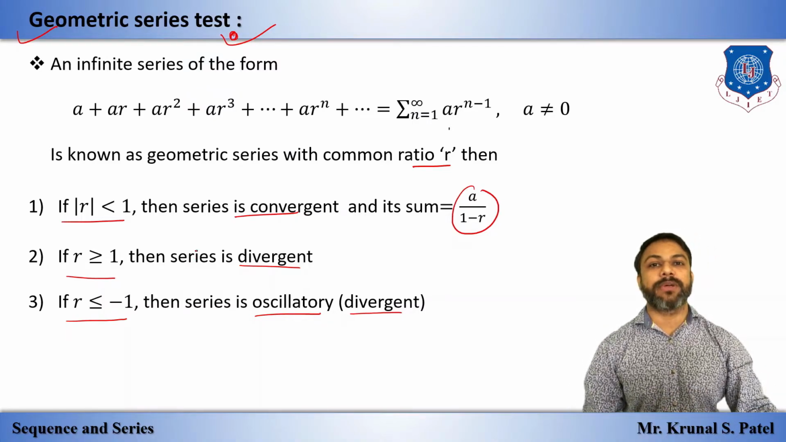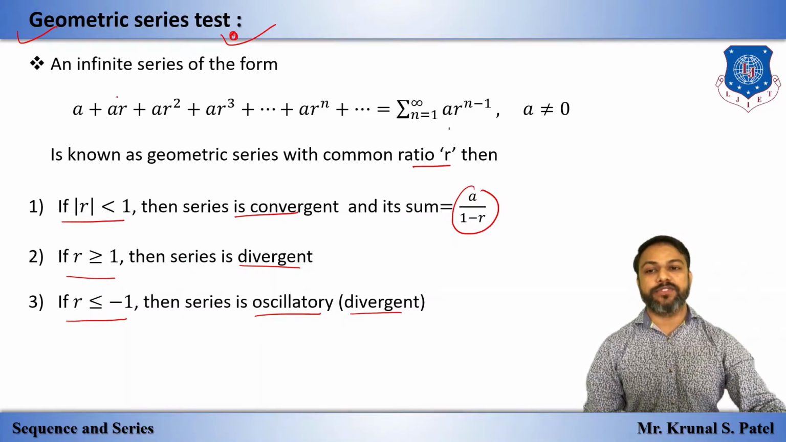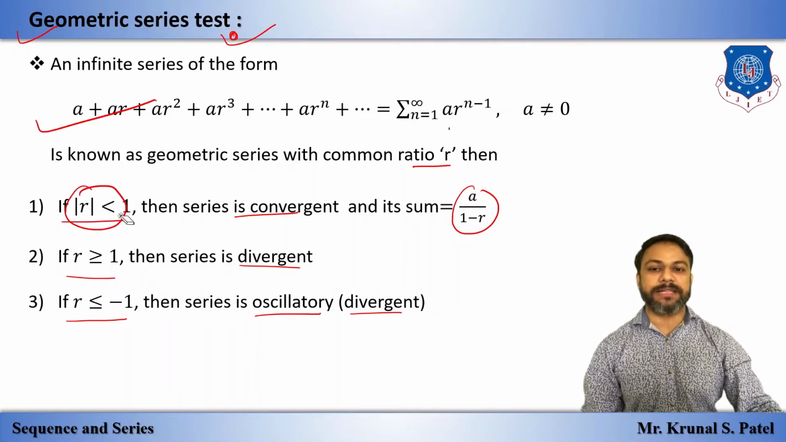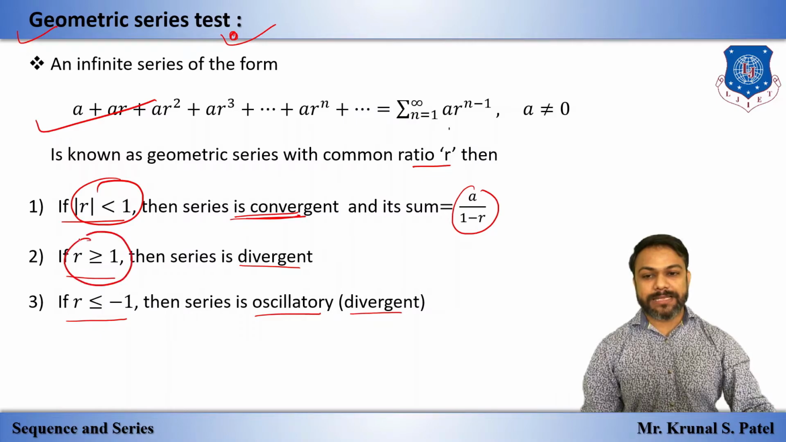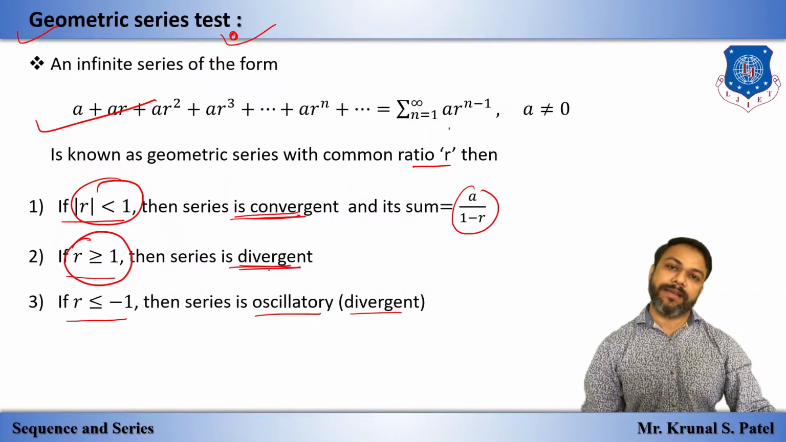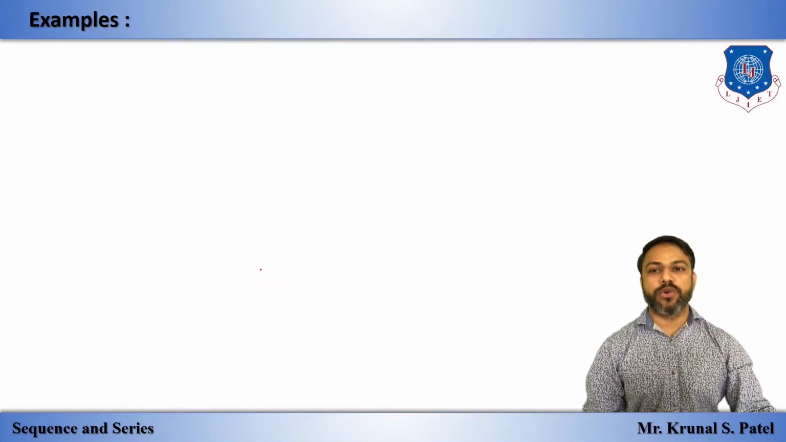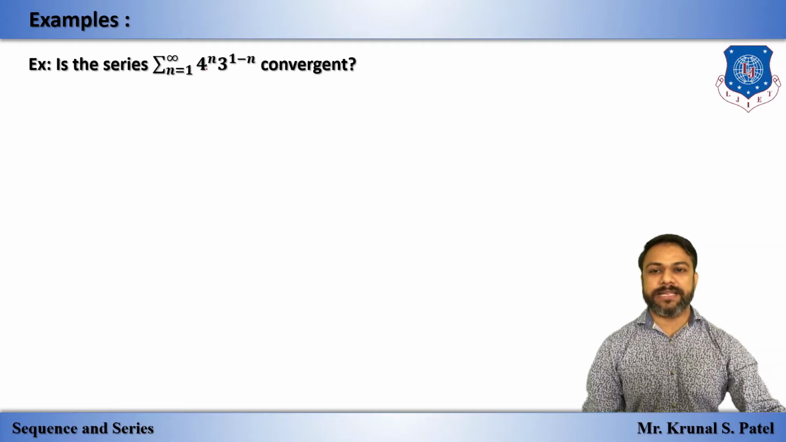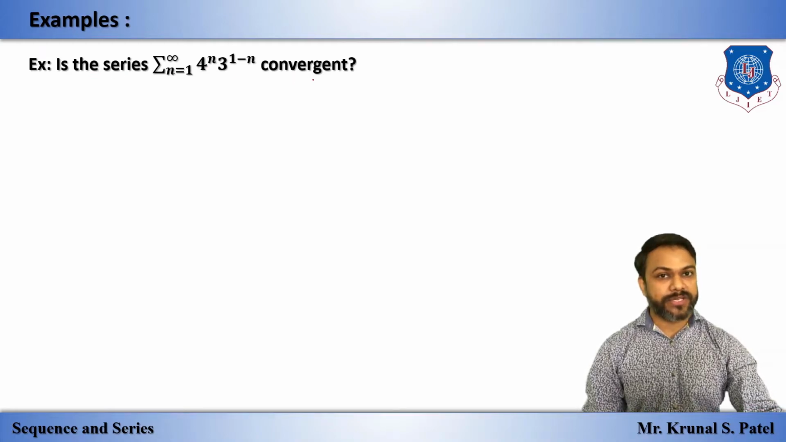So you have to keep in your mind that if a geometric series is given, if |r| is less than 1, then the series is convergent, and if r is greater than or equal to 1, then the series is divergent. Okay, so let's have a look at an example based on the geometric series test. Is the series sigma this convergent?